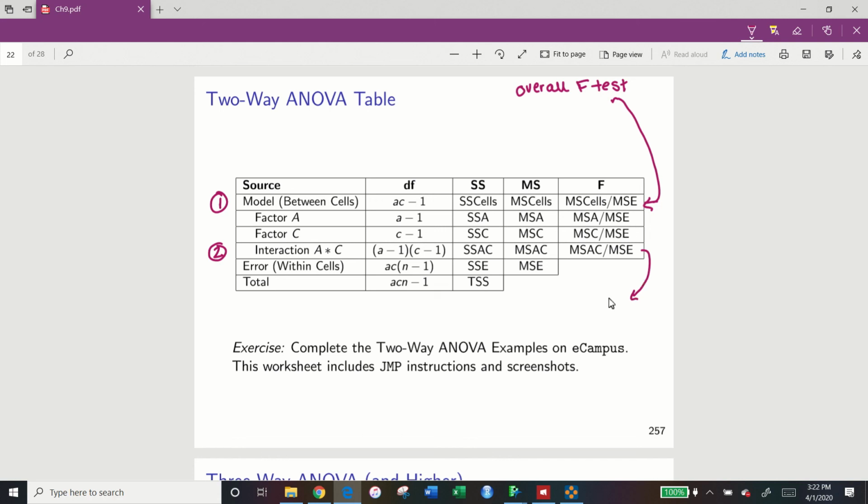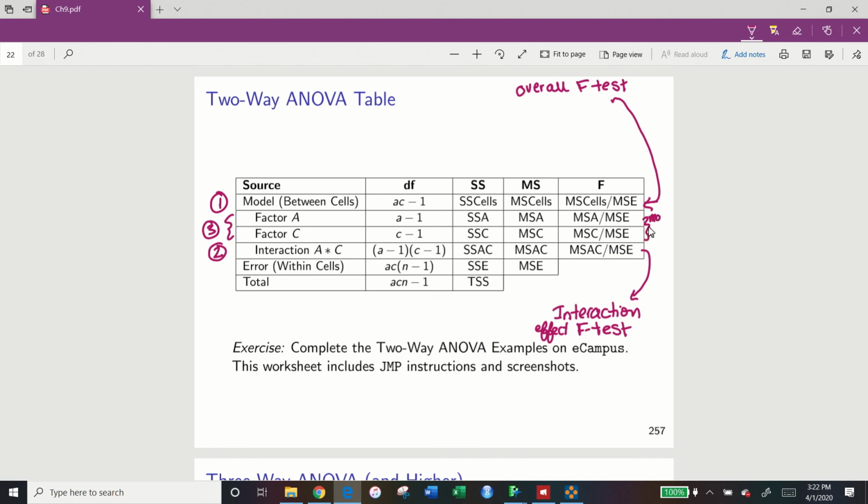And so this is going to be our interaction effect F test. So step 1, look at the overall F test. Step 2, if that's significant, we'll look at our interaction effect F test. If that's significant, we will then explore the interaction effect by doing those pairwise comparisons. If it's insignificant, we move on to step 3 and we examine our main effects.